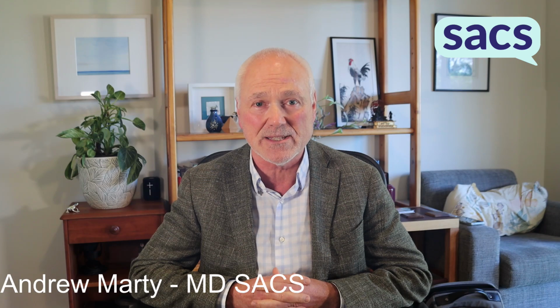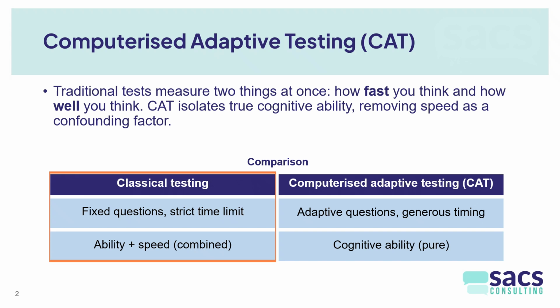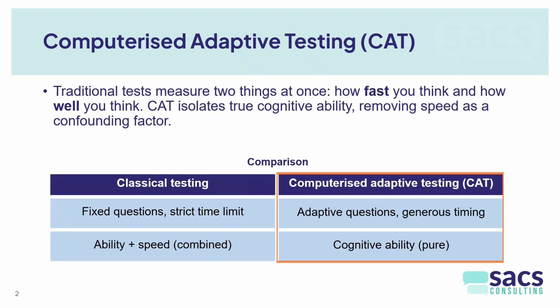SACS cognitive ability assessments are computerised adaptive tests. What that means is that unlike traditional tests, which measure two things at once, how fast you think and how well you think, CAT isolates true cognitive ability, removing speed as a confounding factor. Classical tests have fixed questions with a strict time limit, and they measure ability and speed combined, whereas computerised adaptive tests have adaptive questions, generous timing, and pure measurement of cognitive ability.